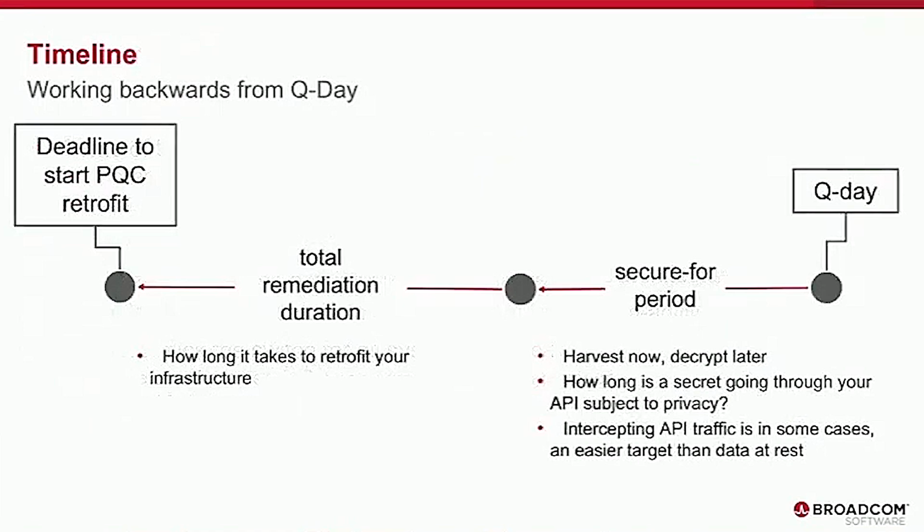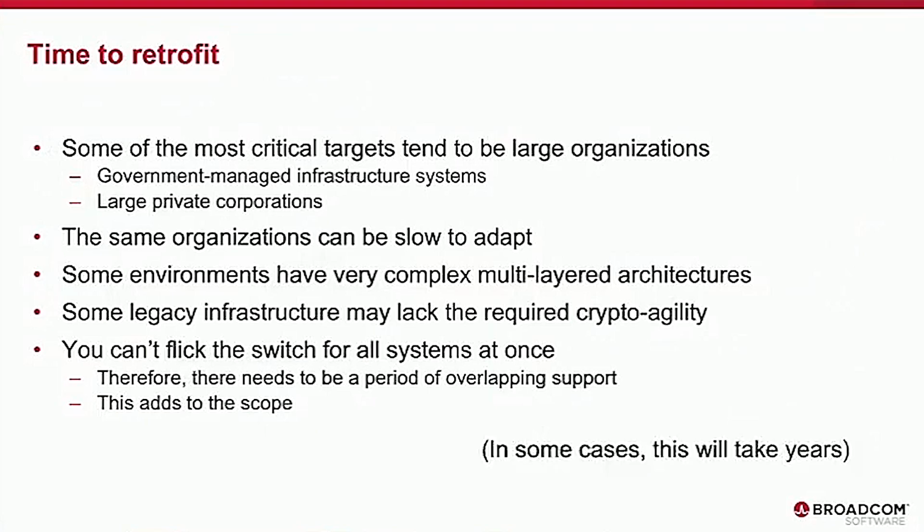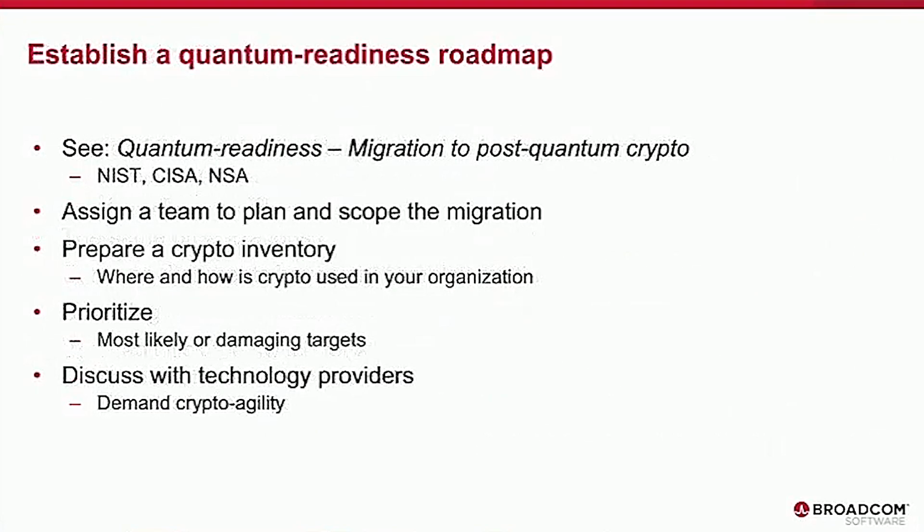Q day, that could be 2030. So yeah, you should probably start thinking about having a budget line item, if not in this coming budget cycle. It is just down the road. We encourage people to have a quantum readiness roadmap. Start thinking about this. The NIST, CISA, and NSA came up with a really helpful paper on this called Quantum Readiness: Migration to Post-Quantum Cryptography. You should take a look at that.